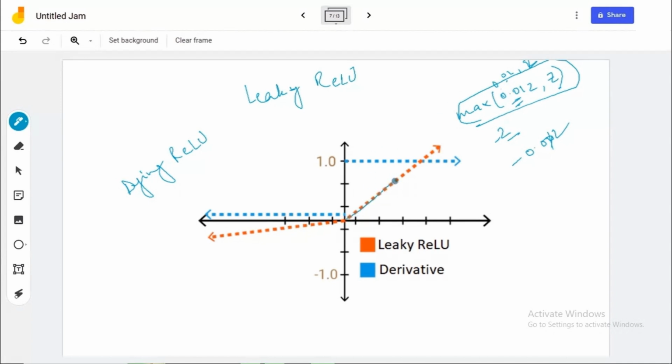So this is the graph of a ReLU. You can see here, this is a leaky ReLU graph. Instead of just going flat on the negative side, it gives a slight variation. And the derivative is very simple. The derivative will be equal to 0.01 if z is less than 0 and 1 if z is greater than or equal to 0. This is the derivative.